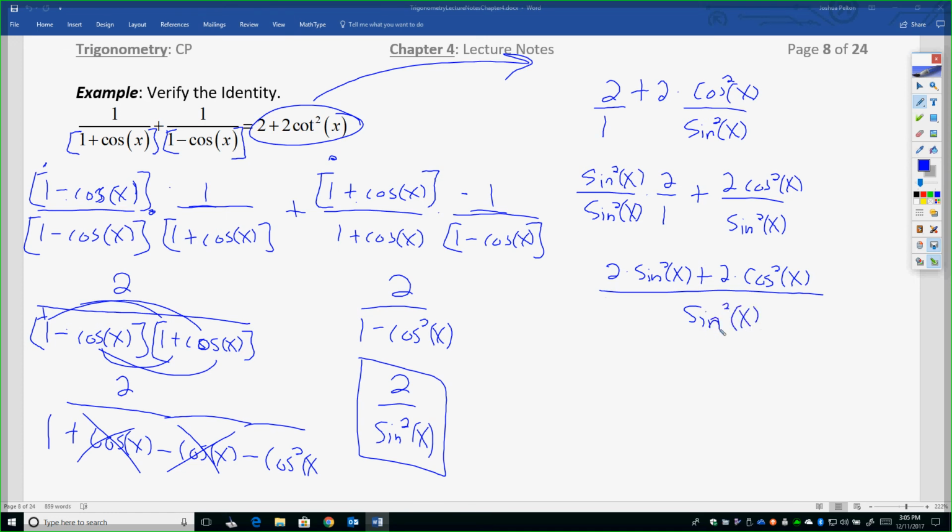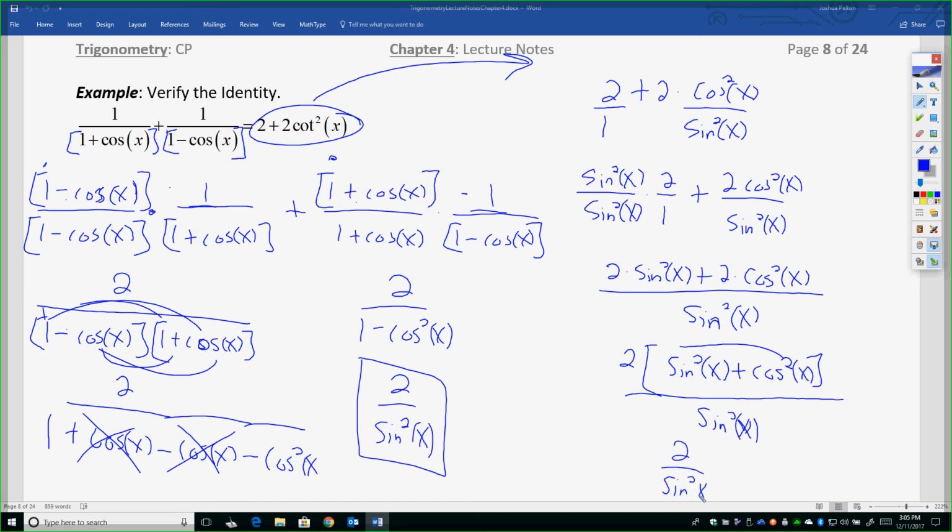But both have a 2 in common I can factor out. So sine squared of x plus cosine squared of x over sine squared of x. Sine squared plus cosine squared is 1, right? Using the Pythagorean identity, that's a 1. So that gives me 2 over sine squared of x. And look, now they match. We've proved it. Okay, try the last problem. Pause the video for the student problem.